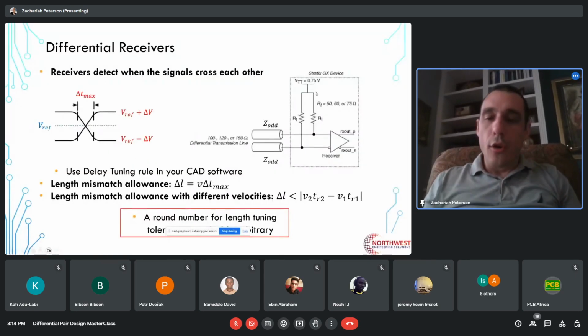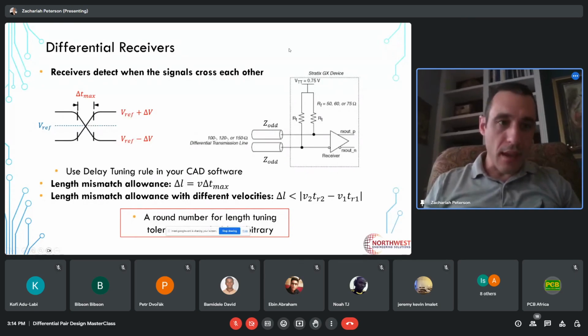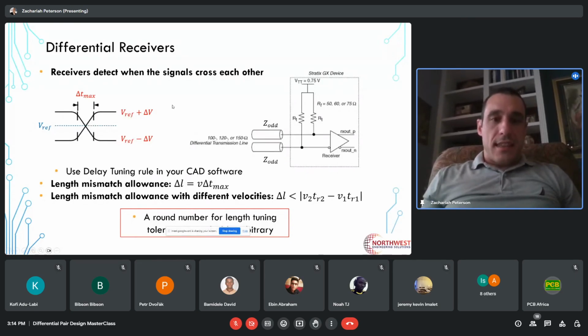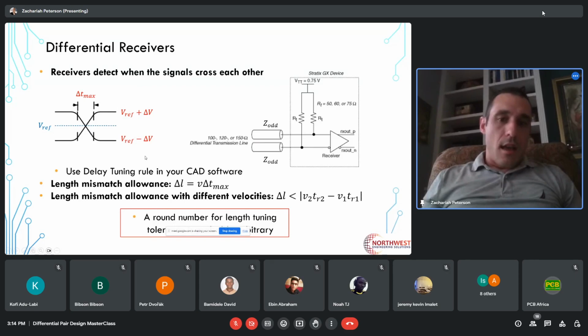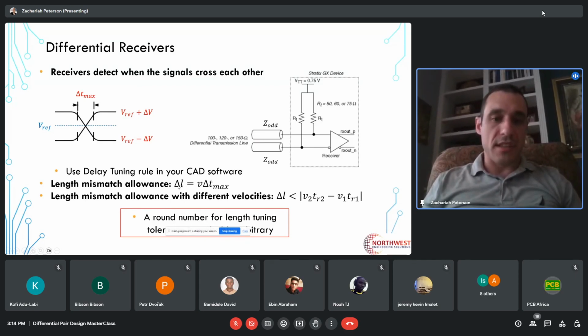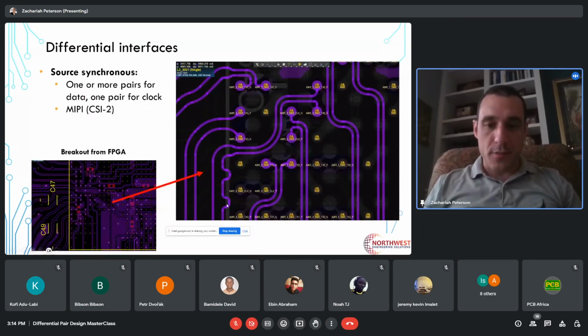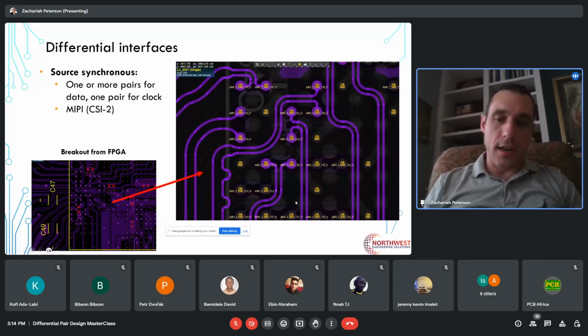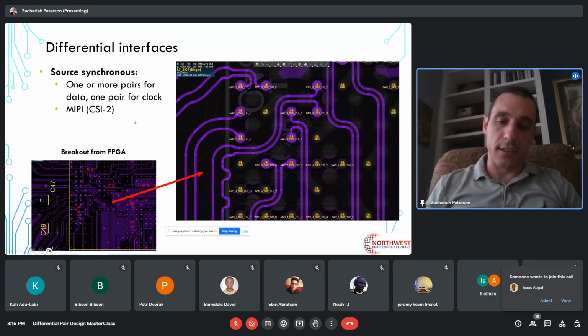Now, what's happening at the receiver? So when I say that the signal velocity has to be known, it's because you need to determine some length mismatch allowance. So the length mismatch allowance is being compensated here in this one pair with this section. But then again, you also have to match across all the different pairs with a different length tuning allotment.